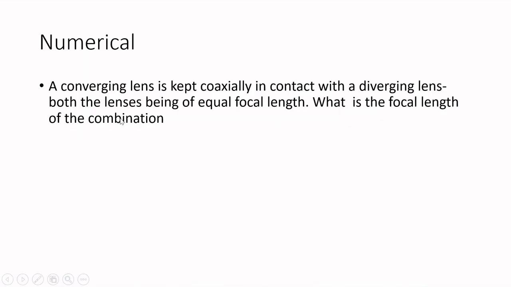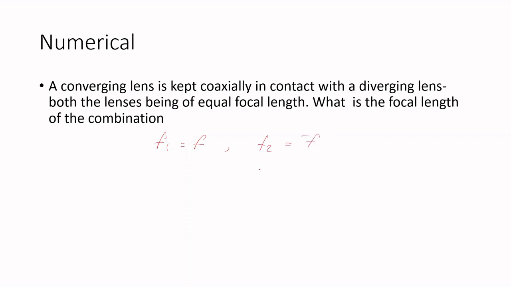In this question, a converging lens is kept coaxially in contact with a diverging lens, both the lenses being of equal focal length. What is the focal length of the combination? There are two lenses. One is a converging lens and the other one is a diverging lens. So f1 is a converging lens, we will take its focal length as f, and f2 is a diverging lens, its focal length we will take as minus f.